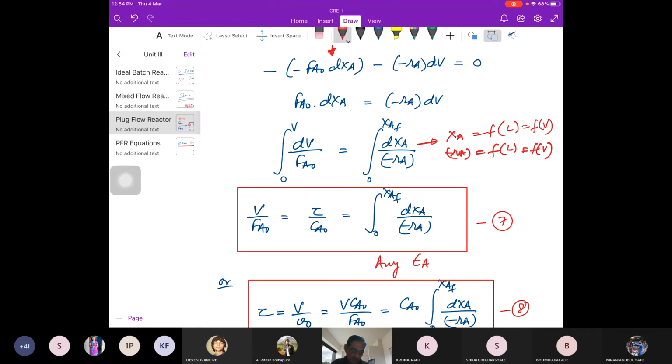ठीक है, so we get V upon FA naught, total volume, is equal to tau upon C naught. By definition this is what it is equal to: integral 0 to XAF dXA upon minus RA. And this is for any value of epsilon A. Any questions on equation 7?